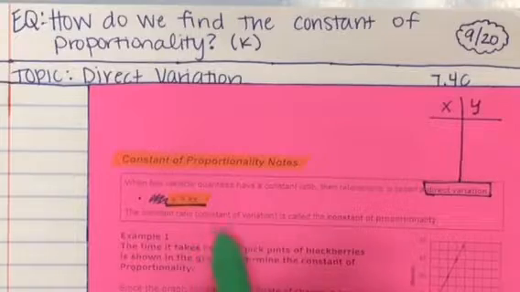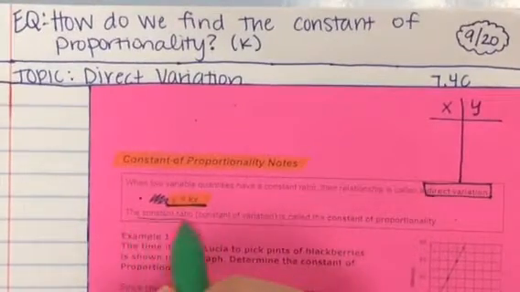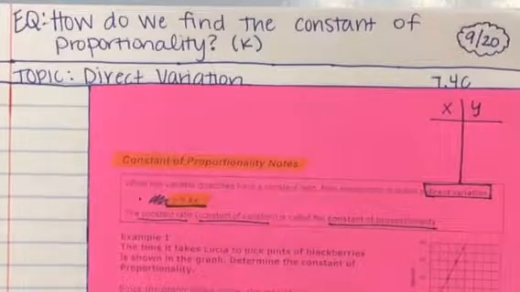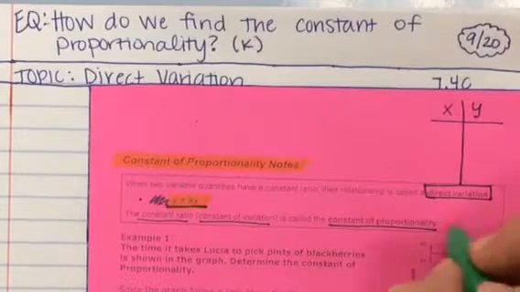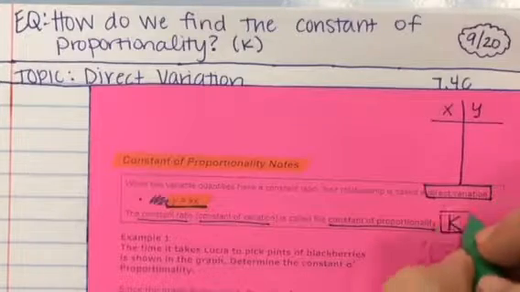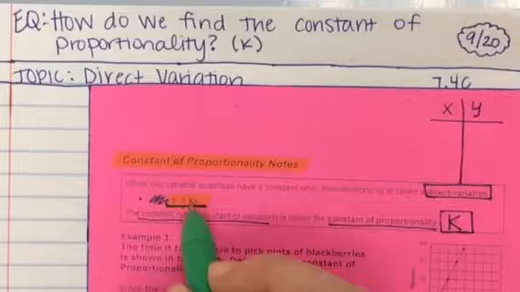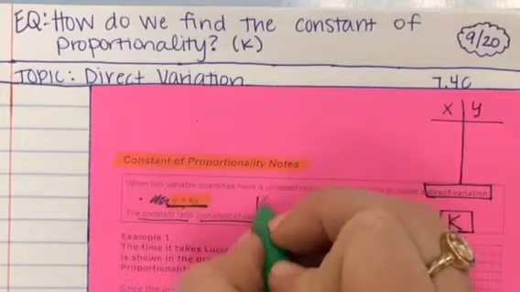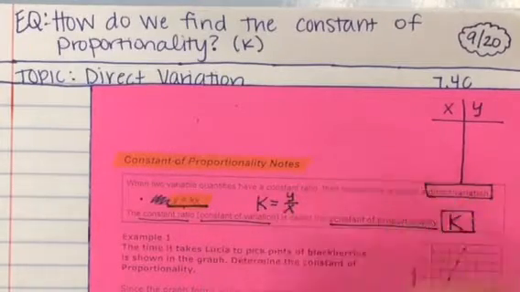And constant ratio, constant variation, constant of proportionality, are all the same. Just a bunch of different ways to say the same thing. Constant of proportionality is k. In this equation, the way that you find k, the constant of proportionality, is k equals y divided by x.